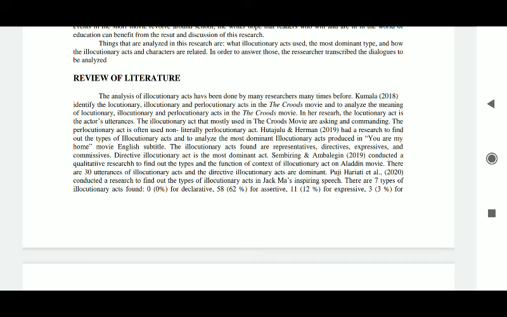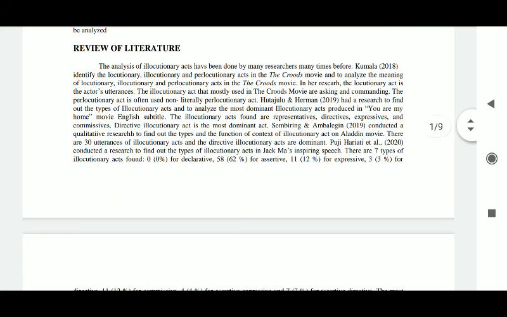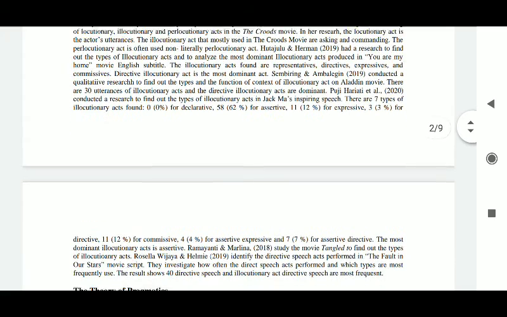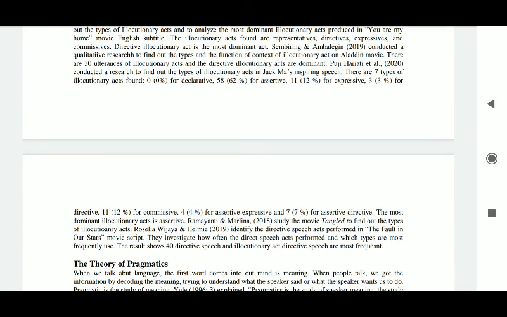So the analysis of illocutionary acts has been done by many researchers before. Kumala, 2018, identifies the illocutionary act and perlocutionary act in the Crouch movie. And then Hutajulu and Herman had a research to find out the types of illocutionary act and to analyze the most dominant illocutionary act produced in You Are My Home movie English subtitle. And then Sembiring and Ambalegin conducted a qualitative research to find out the types and the function of context of illocutionary act on Aladdin movie.